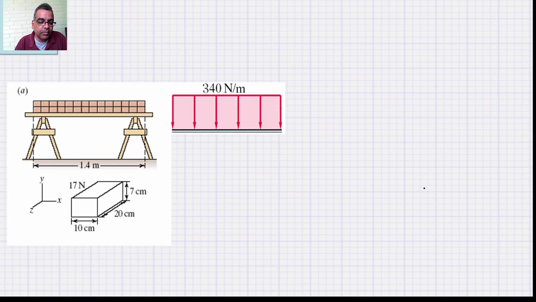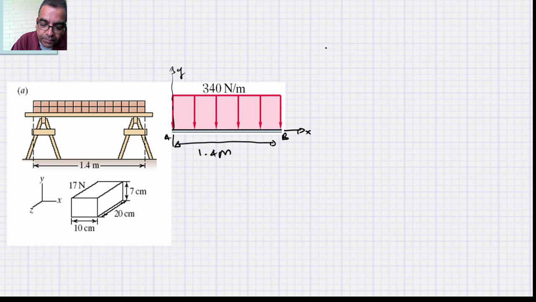Here's a very simple one. I've got a big frame on which some bricks are sitting. Each brick's dimension is given, and it turns out that it corresponds to a distributed load of 300 Newton per meter over a length of 1.4 meters. This point is A, this point is B. Here is my x coordinate, here is my y coordinate, and our question is, what is the force on this?